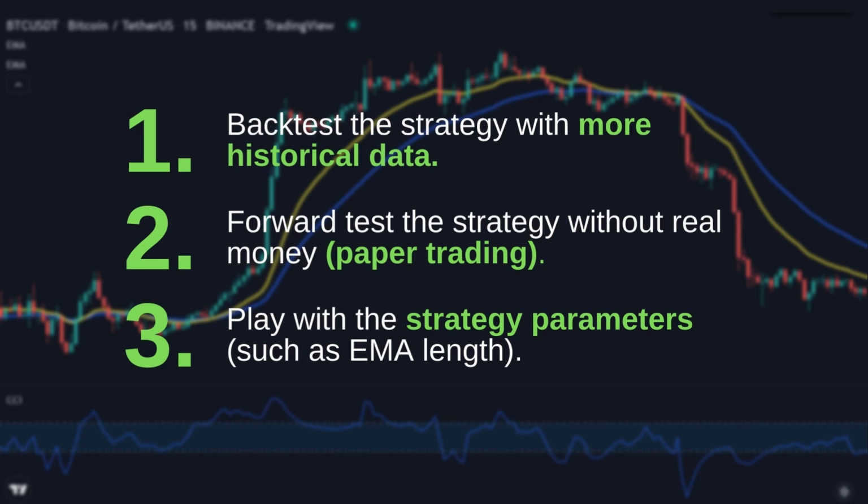After done backtesting, traders can move into paper trading. Paper trading is a testing process to the strategy with live market price data, but we are trading without real money. Traders can use the paper trade feature in TradingView. And then the last point is, play with the strategy parameters. Change the options such as EMA length or time frame of the strategy.